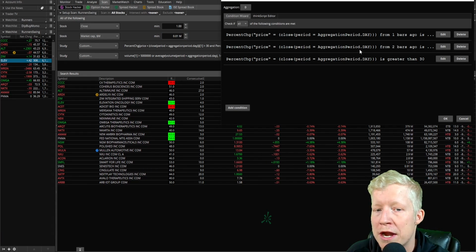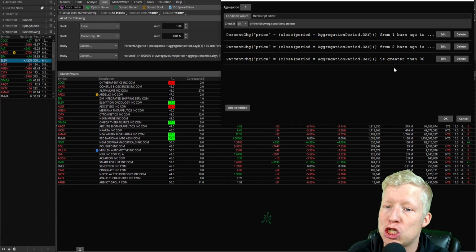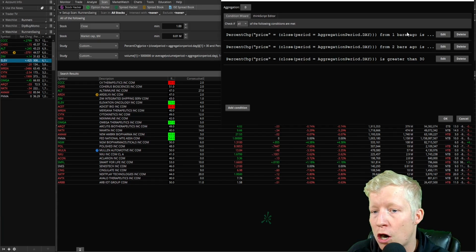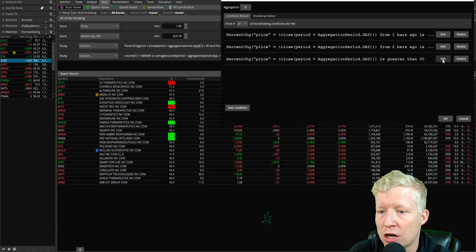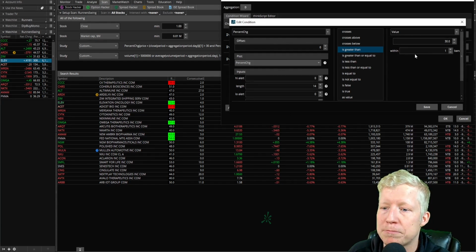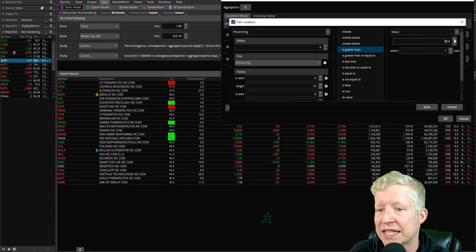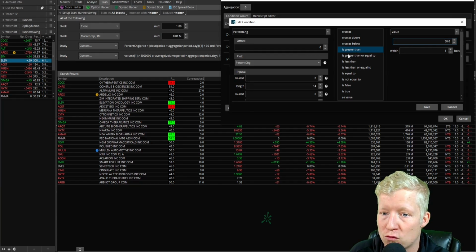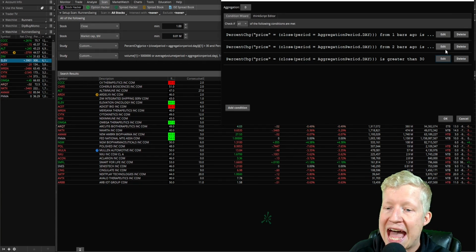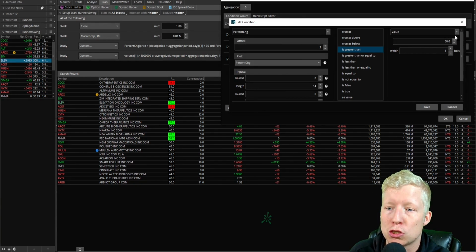And the first one is looking at the percent change study, and it's looking at it from the current bar, from 1 bar ago, and from 2 bars ago. And if we go into the edit, the current bar has a percent change over the last 14 bars of at least 30 or higher, greater than 30. And that is true for this bar, 2 bars ago, and 1 bar ago.